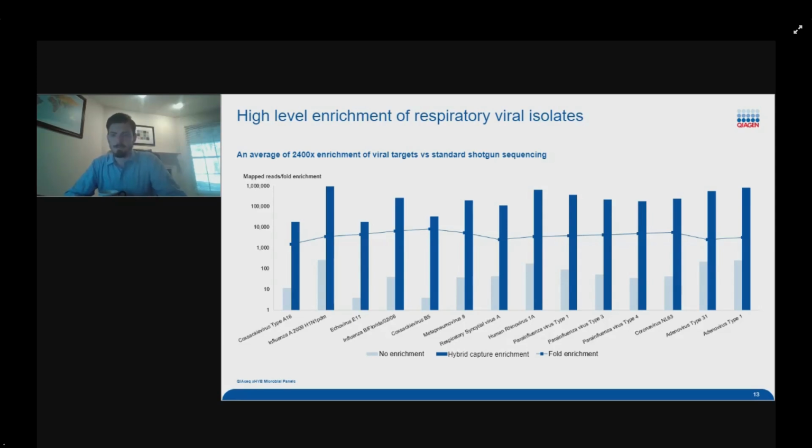We see an average of 2,400x fold enrichment as compared to shotgun sequencing across the board with our targeted viruses, which is what this table is highlighting. You can see in light blue the amount of mapped reads when done with shotgun sequencing, and in dark blue is the amount of reads that we're getting with the actual targeted hybrid capture. And then the dotted line signifies the fold enrichment experienced on those specific viruses. And this is the kind of coverage and hybrid capture that you can see across all of these simultaneously.